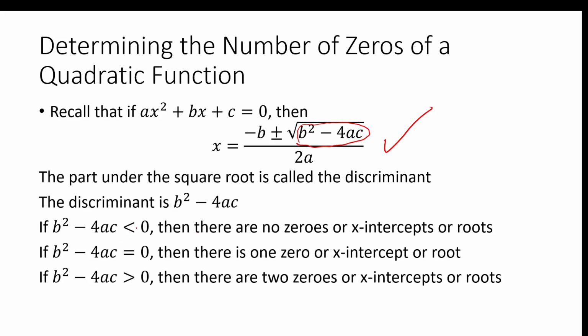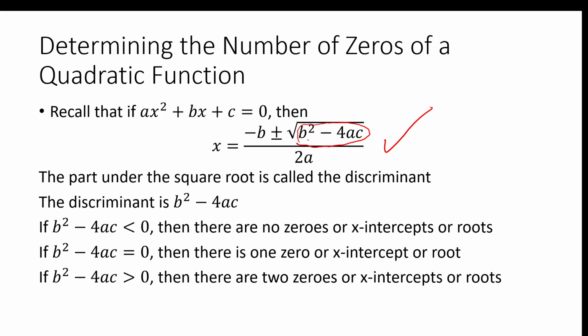Well, if b squared minus 4ac is less than 0, then we have a negative amount underneath the square root. So what that means is there are no zeros or x-intercepts or roots. Now, technically, it means that there are no real values of x that make the quadratic equation true. There might be non-real values of x, but for our purposes, we'll say that there are none because we'll assume we're talking about real numbers.